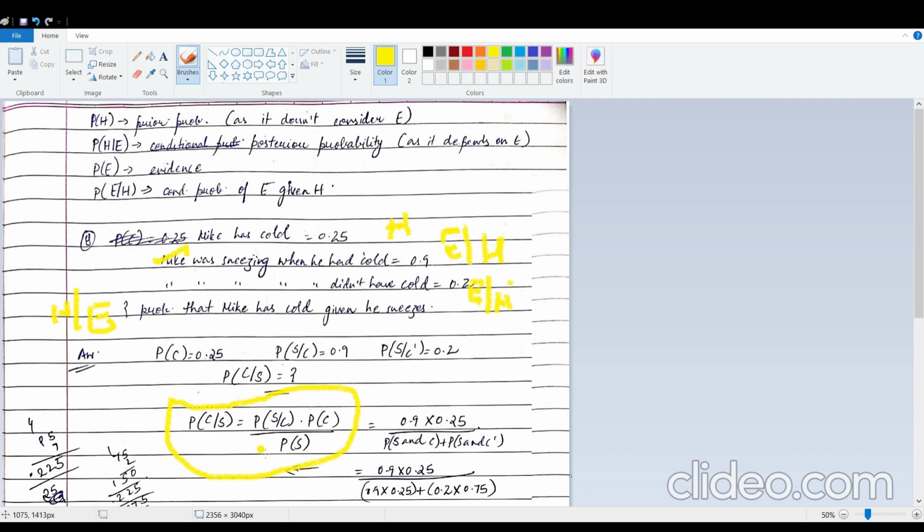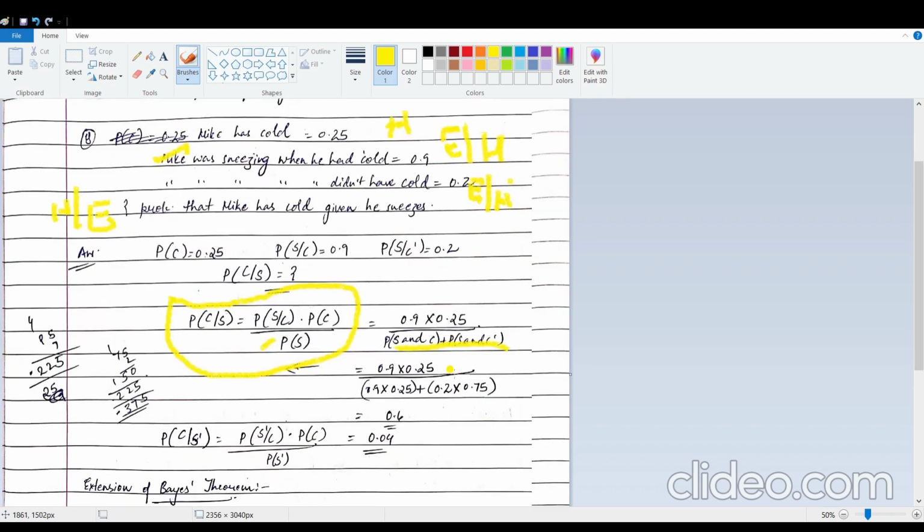The problem comes with P of S. Where do we get this P of S? That's the million dollar question. So what we do for this is, if you remember the last lecture, we told you that an event can also be written as something like this. The probability of S can also be written as the probability of S and C plus the probability of S and C dash.